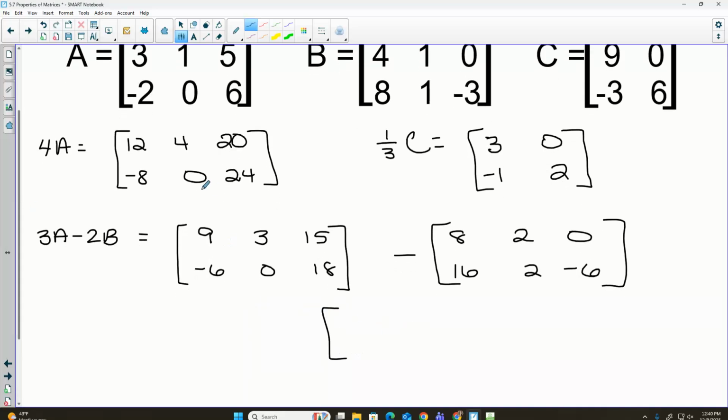Now we just go through and subtract. So 9 minus 8 is 1, 3 minus 2 is 1, 15 minus 0 is 15. -6 minus 16 will be -22. 0 minus 2 is -2. 18 minus -6, so 18 plus 6, 24.